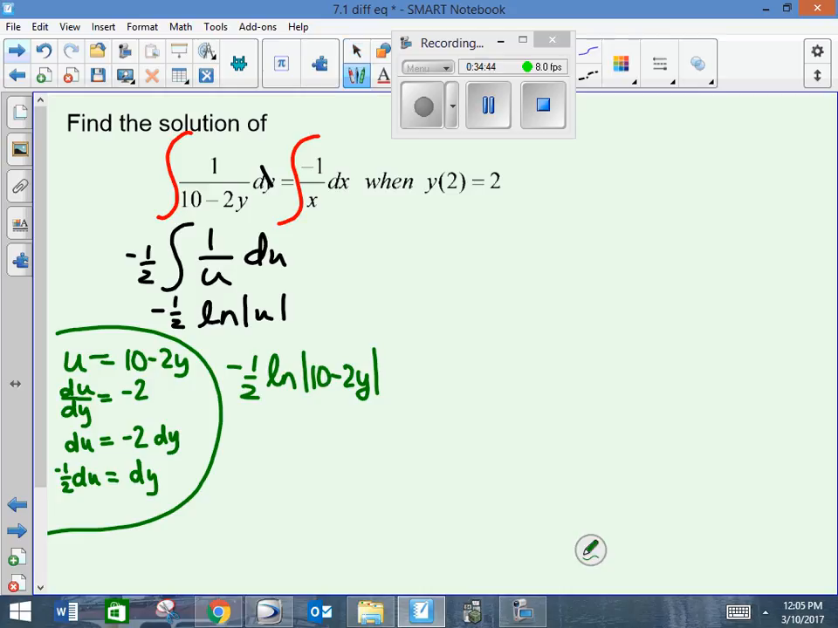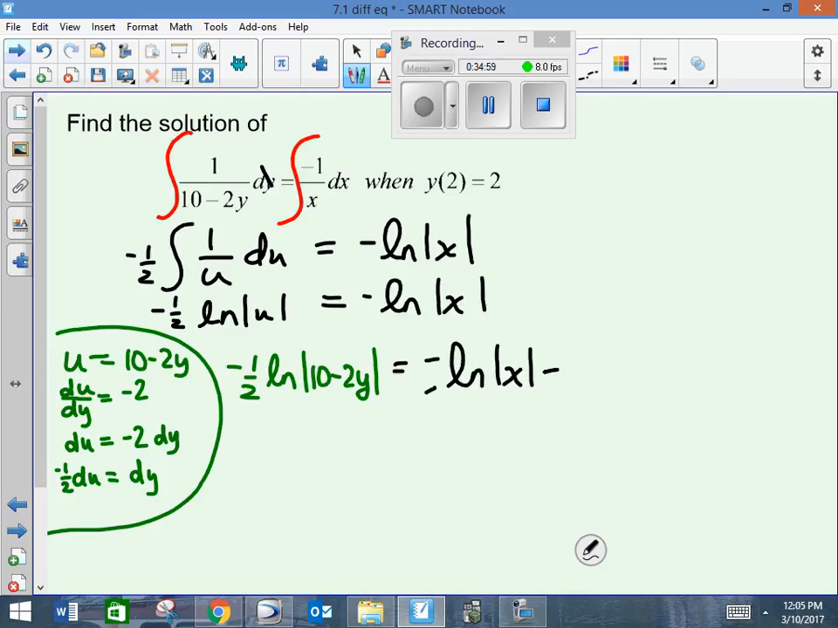So here we go. The other side's easier, right? What's the other side look like? Negative ln of x. Are you sure about that? Is there something missing there? Plus C. Okay, don't forget your absolute value.